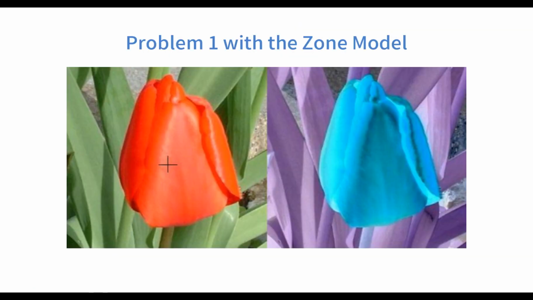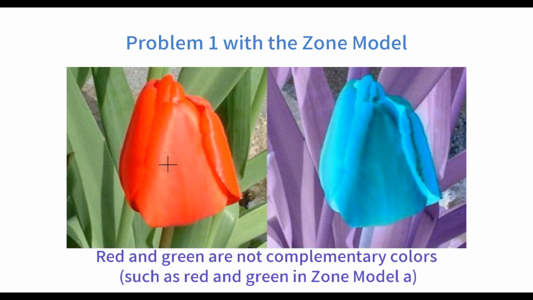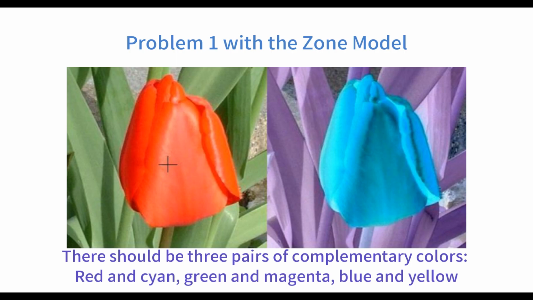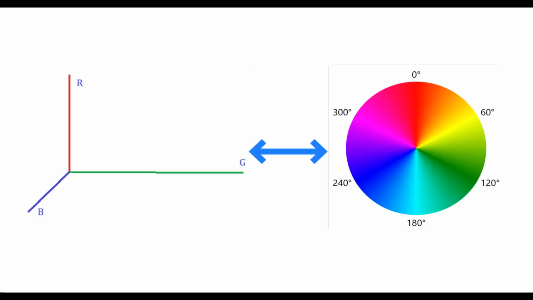Problem 1 with the zone model. Red and green are not complementary colors, such as red and green in zone model A. There should be three pairs of complementary colors: red and cyan, green and magenta, blue and yellow.